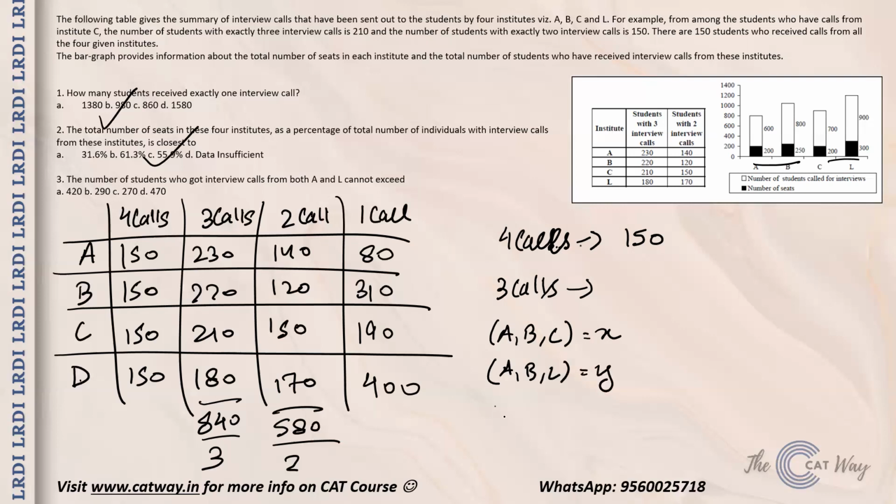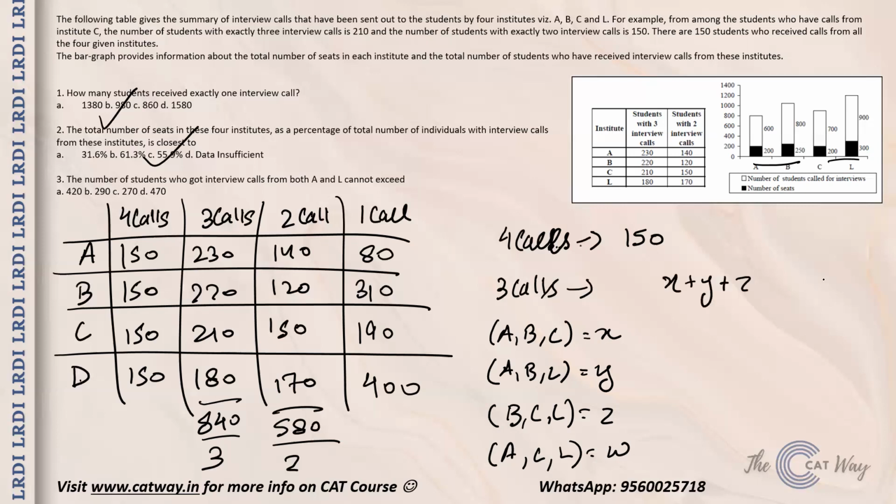The number of people who have got calls from B, C and L is equal to Z, and the number of people who have got calls from A, C and L is W. Now, people who got calls from ABC, ABL, BCL and ACL, we know that the sum of all these people is 280.